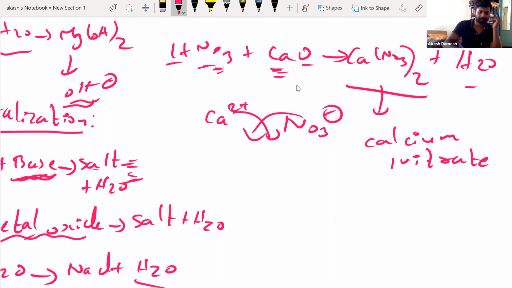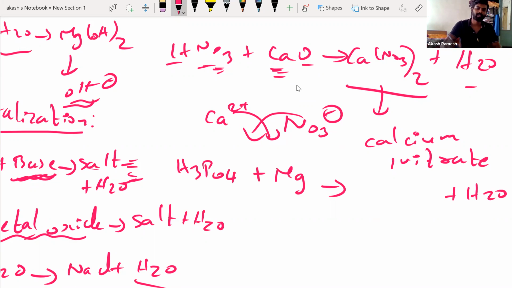One more example. Let me take phosphate, that is H3PO4. Let me make it react with, say, any metal. Say magnesium. Can you tell me what will be the product here, people? Obviously one is H2O. I want to know what the other one is. I want all of you to put the answer in the chat box: the formula of the salt that is formed here. Go for it.